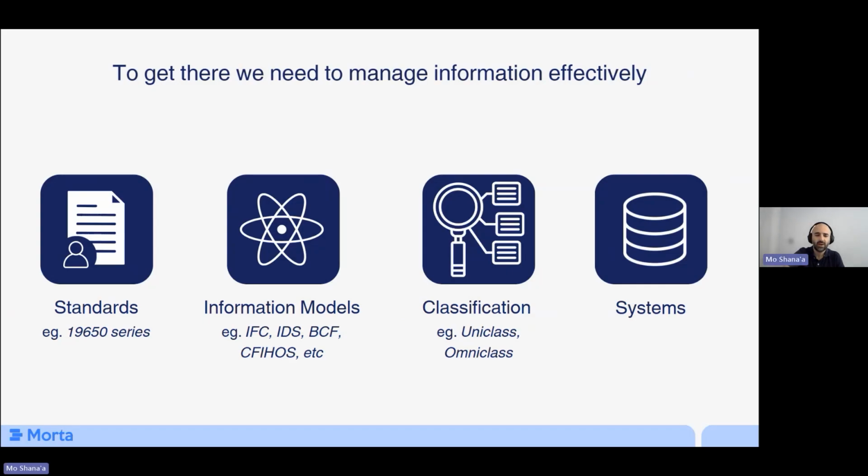To get there, we need to manage information effectively. We need things like standards, like ISO 19650. We need information models like IFC, IDS, BCF, and the list goes on. We need classification systems, so things like Uniclass, Omniclass, and others. And then we need systems to help make this happen.